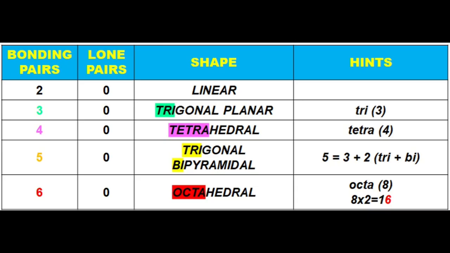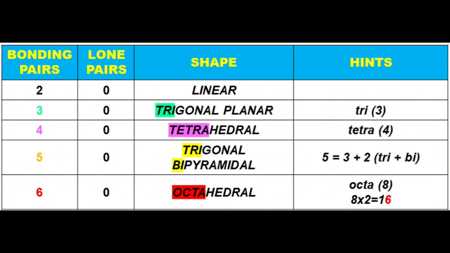Then, if we have three bonding pairs, we know 3 means 3, so remember, trigonal planar. Four bonding pairs: 4 is tetra, so tetrahedral. If we have five bonding pairs, it will be a bit different. We will represent 5 as 3 plus 2. So trigonal, bipyramidal: 3, 3, and bi is 2. 3 and 2 are 5.